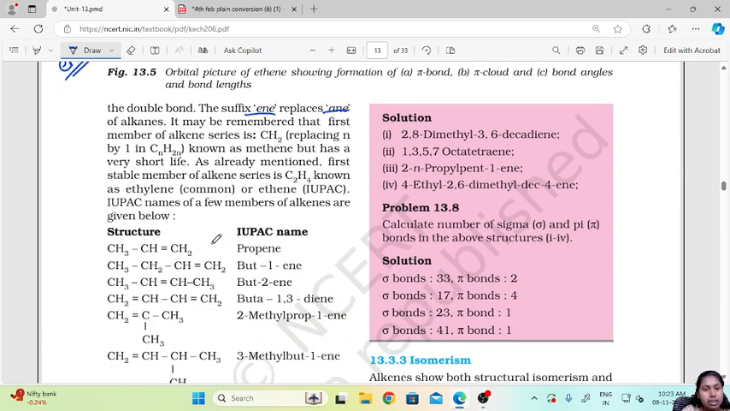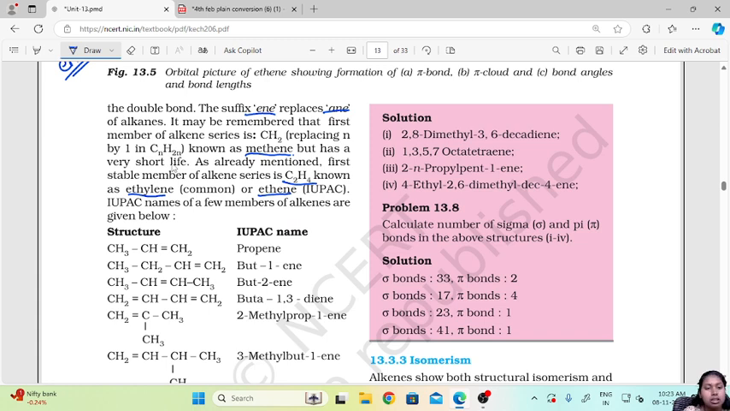It may be remembered that the first member of the alkene series, CH2, obtained by replacing n by 1 in CnH2n, is known as methene, but has a very short life. So the first member is methene, but the methene molecule doesn't exist, it has a short life. As already mentioned, the first stable member of alkenes is C2H4, that is ethylene or ethene. Ethylene is the common name and ethene is the IUPAC name.